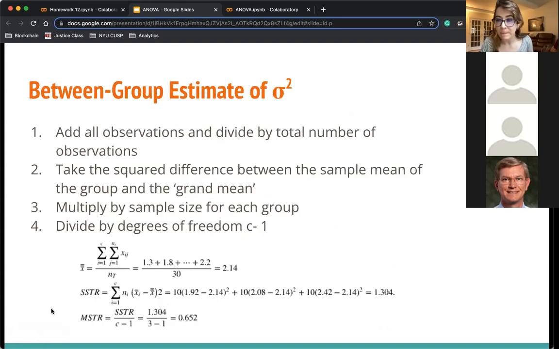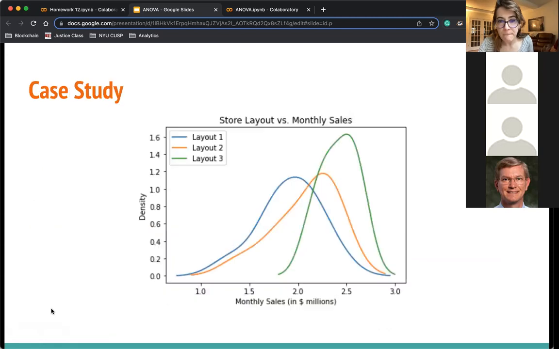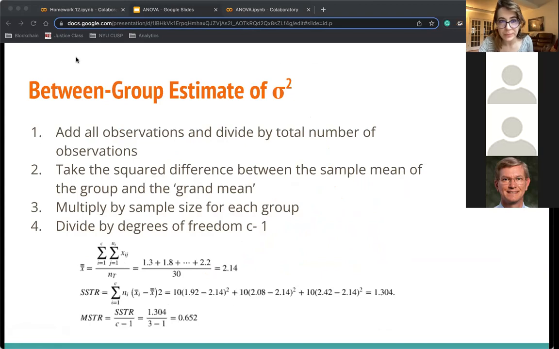Just a clarification on the numbers that you're using. So this looks like it's maybe 3 stores with 10 samples at each store. Yes, let me make sure I clarify. Yes, it is 10 samples at the 3 different stores. Okay. And we'll walk through this in Python, so we'll have the actual numbers to play around with.